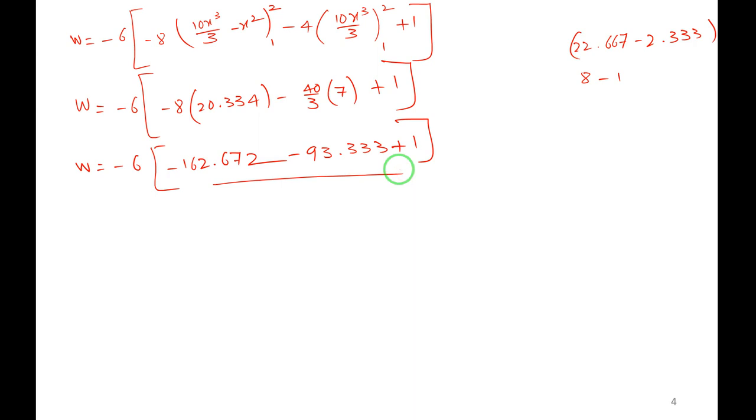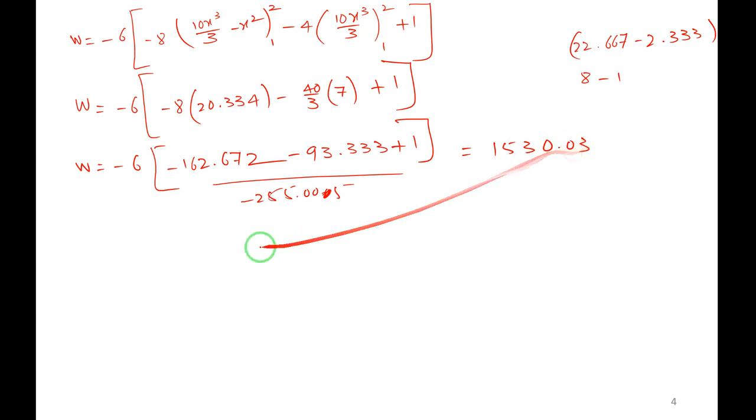Minus 162.672 minus 93.333 plus 1. Minus 255, I am getting minus 255.005. Sorry, 005, right? Into minus 6. Into minus 6. So I am getting it as 1530.03. So it is almost 1530 joules.